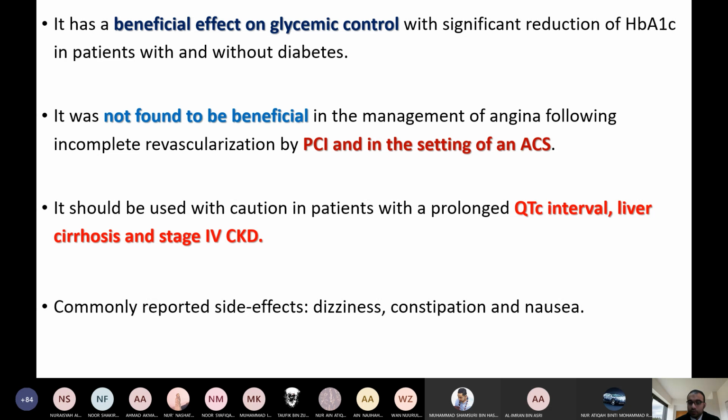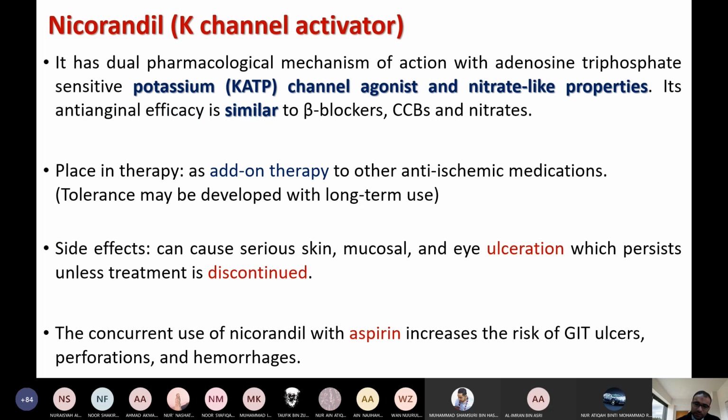It should be used with caution, of course, in patients with prolonged QTc interval, liver cirrhosis, and stage 4 CKD. The common side effects in general are dizziness, constipation, and nausea. Actually, it is very important, brothers and sisters, to understand the main clinical notes for each and every medication. Based on this, you can later, inshallah, formulate or recommend and optimize the choices of the medication in a given case.